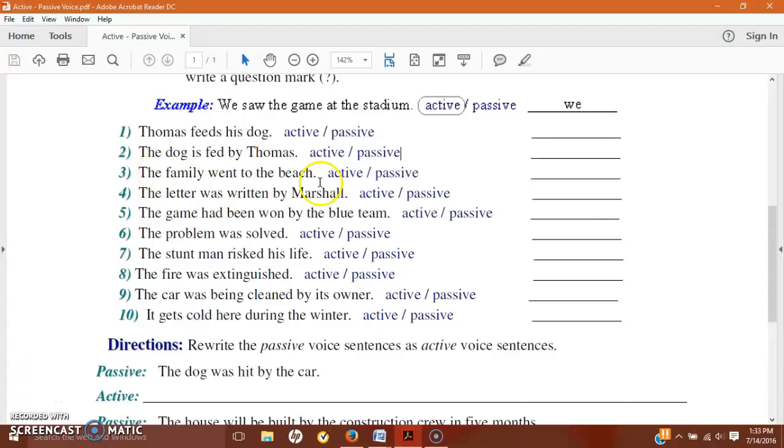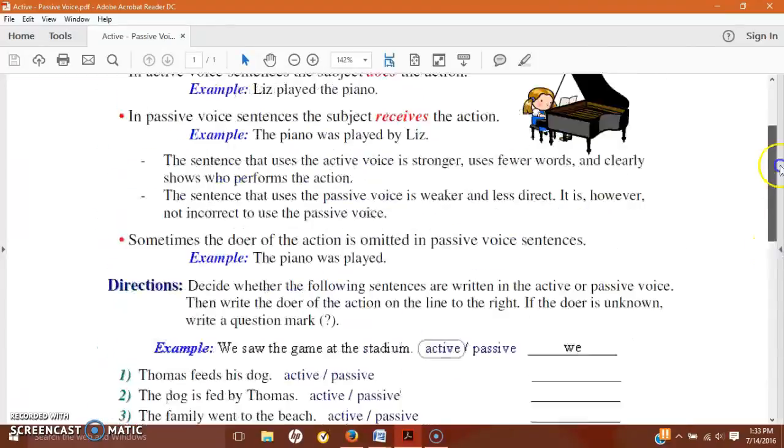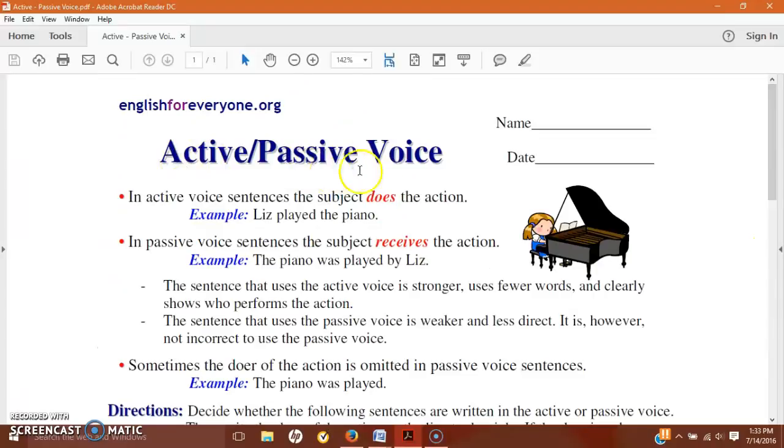The family went to the beach. So here, went is your verb. Who is going to the beach? The family. So we have subject, verb, and then prepositional phrase, to the beach. So this again is active voice, and that's great. I'll put this online so you can look at a few more examples if you have specific issues with active and passive voice. Other than that, that's it for the grammar video.